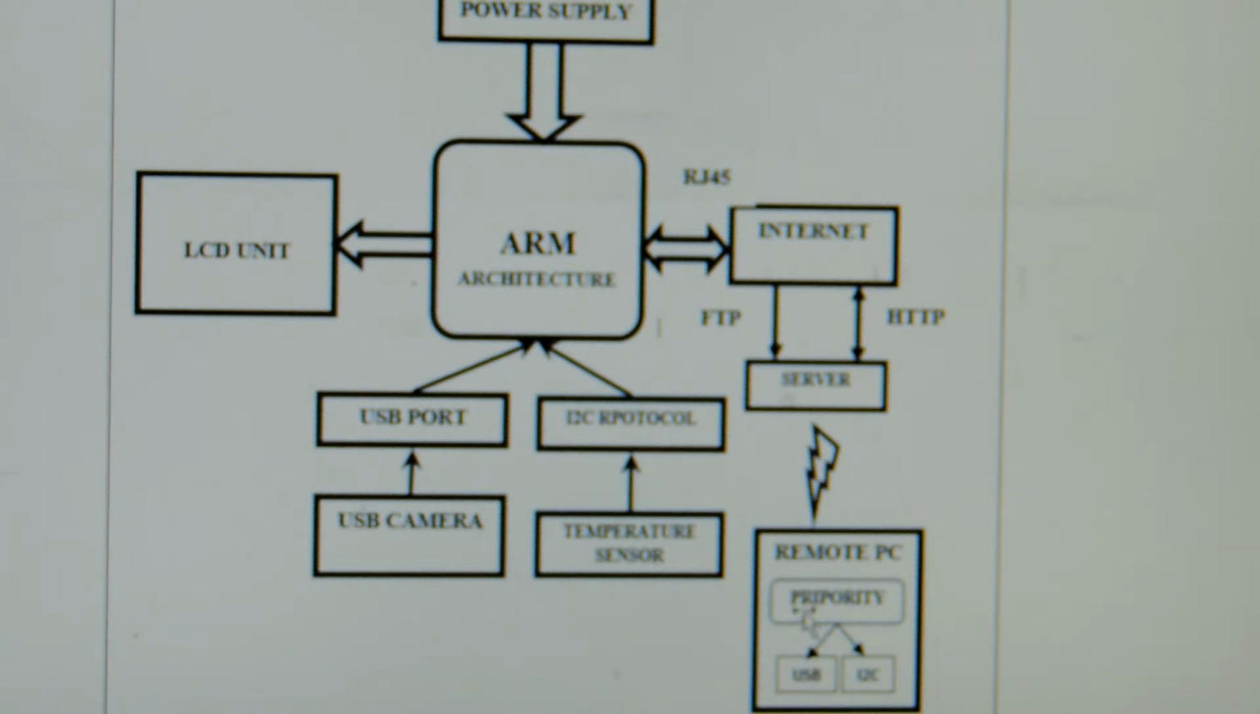By typing that particular IP address, whatever data you are considering as input, for example the USB camera's live video of the working environment in the industry, or the temperature sensor or any other sensors you can include, you can get these data at a time at your IP address.